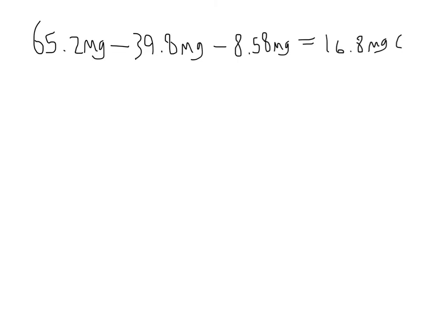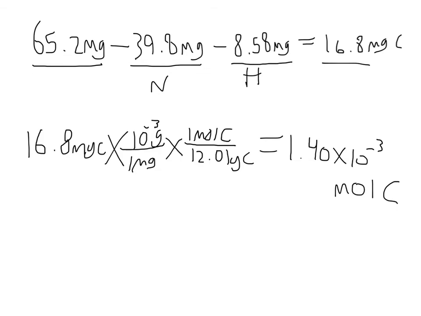Okay, so I have my sample size. The sample size I chose to use was 65.2 milligrams. I'm going to subtract the 39.8 milligrams, that's nitrogen, and also the 8.58 milligrams of hydrogen. This gives me 16.8 milligrams of carbon. Now I'll use the milligrams of carbon to find the moles of carbon. So I converted my 16.8 milligrams of carbon into 1.40 times 10 to the negative 3 moles of carbon. I will now find the empirical formula.